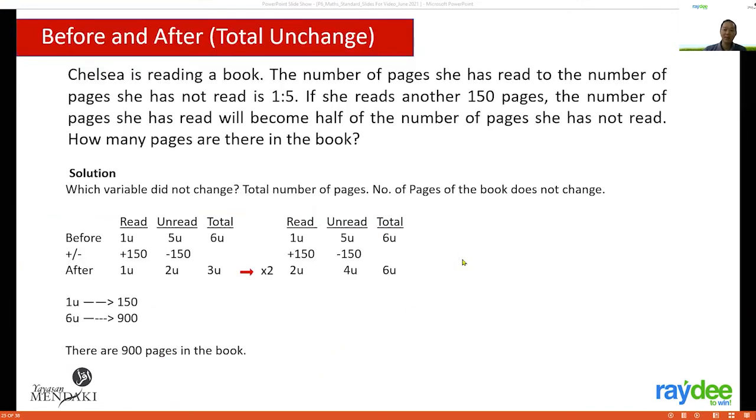Okay, now for the second type of heuristic. The second type of before and after heuristics is called total unchanged. In total unchanged, the total of the two variables never changes.